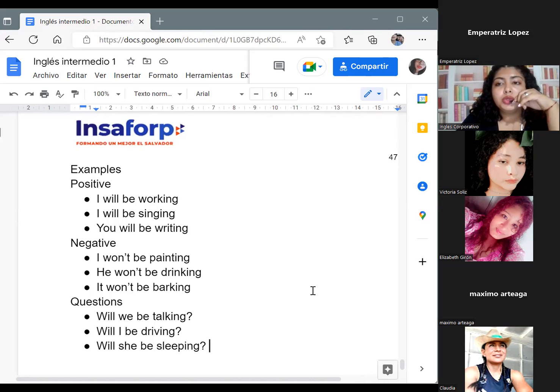So in that case, you are just going to change the way we write the positive statements. You write the will, the auxiliary, at the beginning, then the subject, then the verb be, and then the verb with the ing form. And in that case, you're going to have your question.